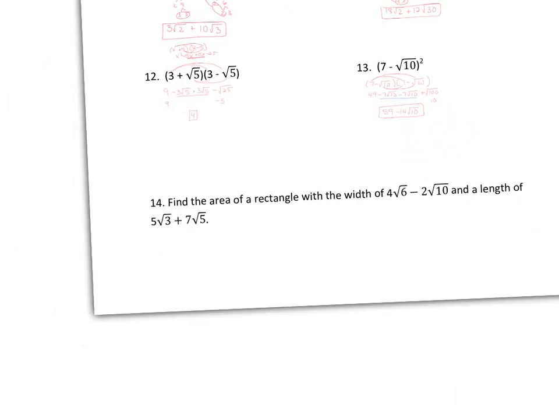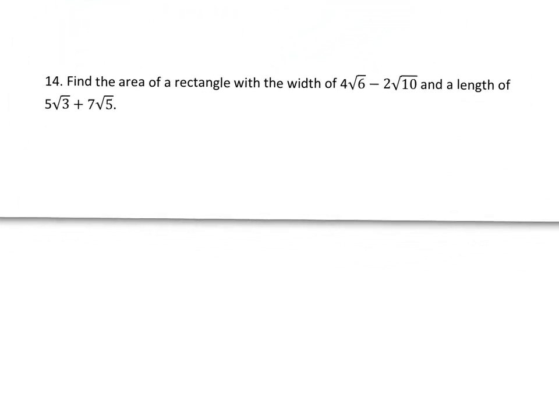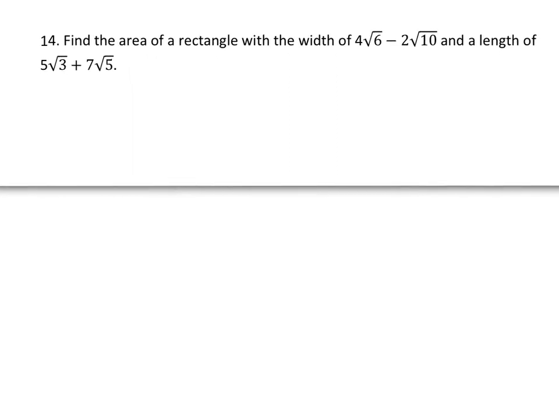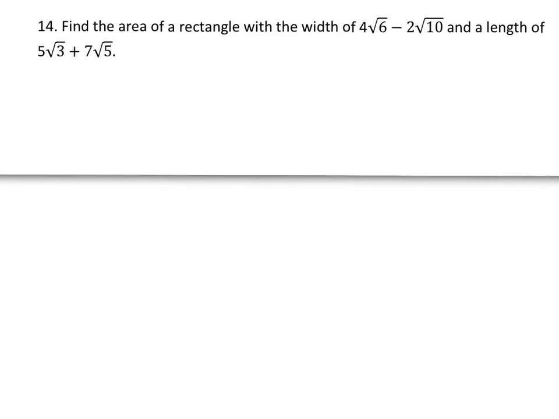All right, and the last problem here. Find the area of a rectangle with the width of 4 root 6 minus 2 root 10, and a length of 5 root 3 plus 7 root 5. All right, well, we know area is length times width, so I'm going to multiply this out. So I'm going to have 4 root 6 minus 2 root 10, and I'm going to multiply that by 5 root 3 plus 7 root 5.